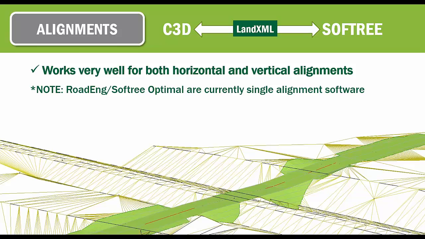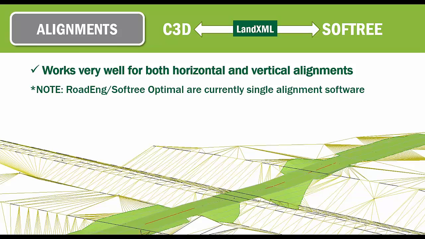You can take a horizontal or vertical alignment, move it out of Softree, bring it into the Civil 3D environment, and you'll have all your curve information and everything will be preserved. Works very nicely, and the same thing goes the other way.